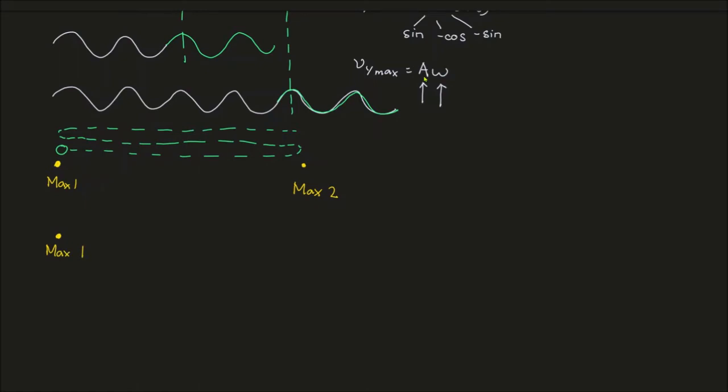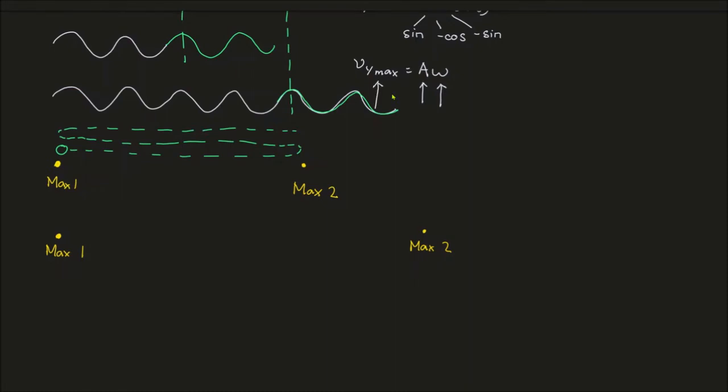So it means your particle has to travel through a greater distance. If you travel through a greater distance and you want to cover it within a certain amount of time, you have to travel faster in order to cover that distance within the same amount of time. That's why your Vy max will be increasing.